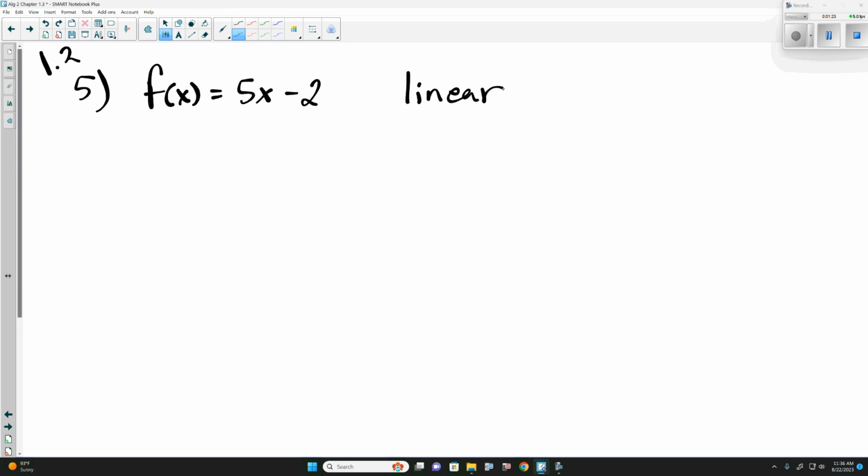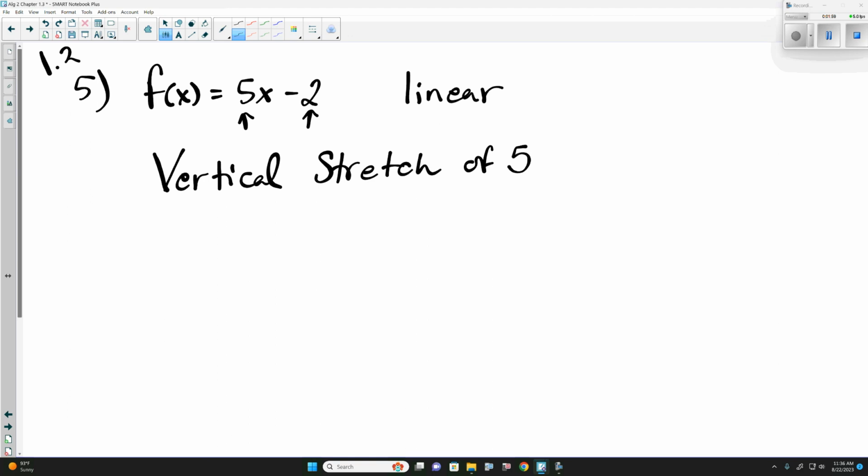For this one, we have two main transformations: the 5 and the negative 2. The 5 would be our vertical stretch, because it's a stretch if it's greater than 1, and a shrink if it's between 0 and 1. Since 5 is greater than 1, it would be a vertical stretch of 5.